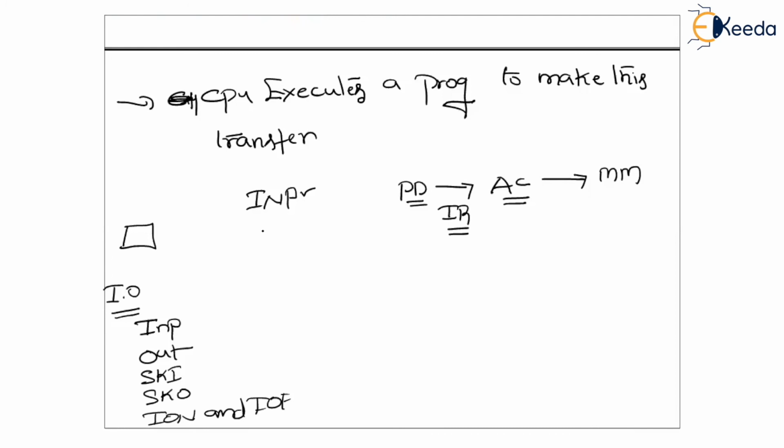So CPU is going to use another instruction which is called store. Store, let us say 450, which means that after transferring the character to the accumulator, CPU uses one more instruction to make an actual transfer to main memory from the accumulator. You know which instruction is going to be used to make the transfer? It is a store instruction.